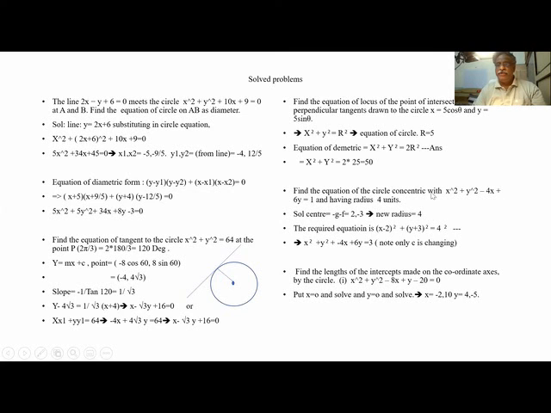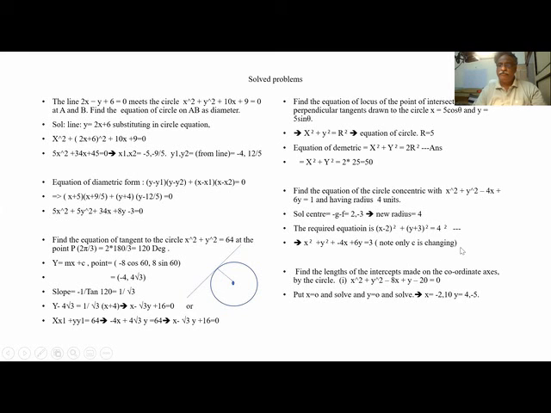Find the equation of the circle concentric with this and having radius 4 units. Simple. I have to find the center, minus g, minus f. Minus g means 2 and minus 3. Center is 2, minus 3. And I want radius 4 units. That's all. This is my equation. X minus 2 whole square plus y plus 3 whole square is 4 square.